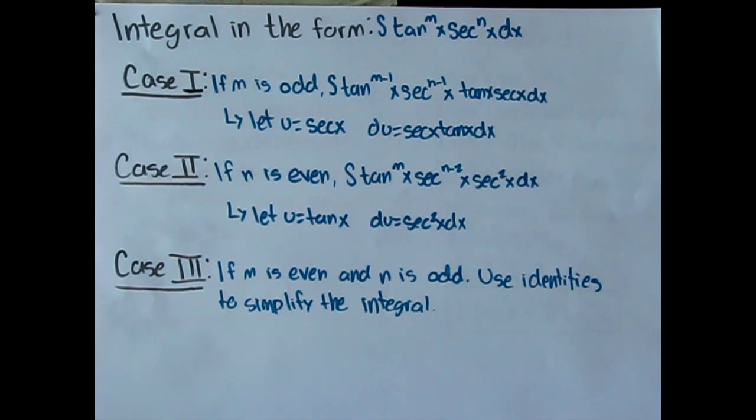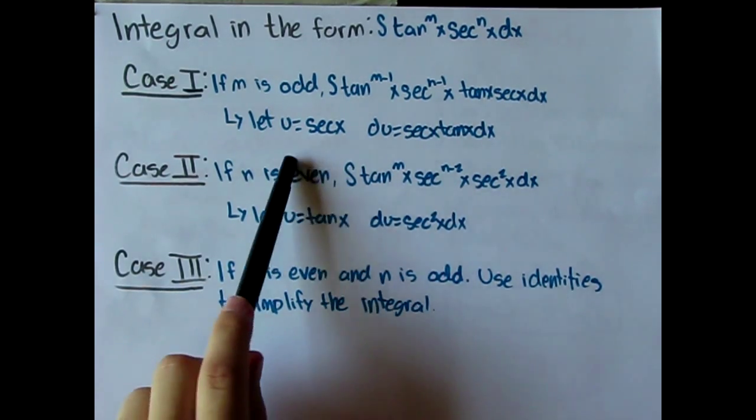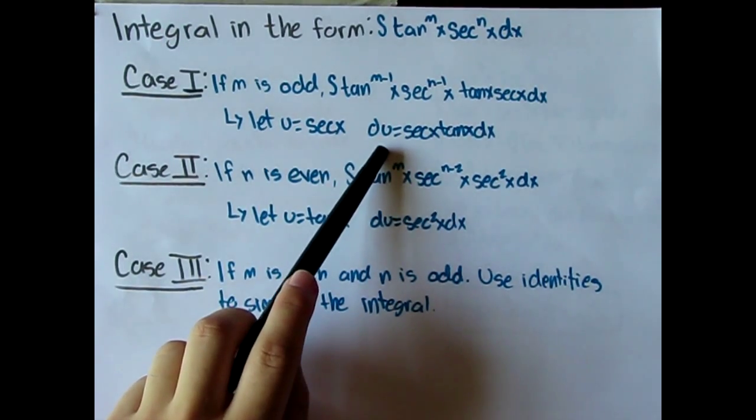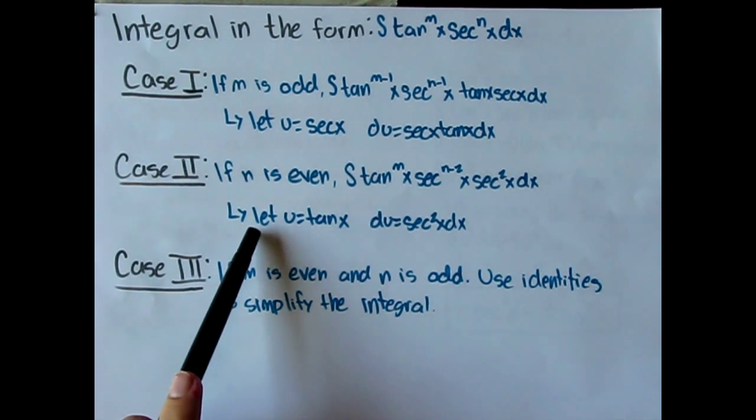And so in this situation, what you're going to do is factor out a tangent and a secant. And so you're going to have the integral of tangent x times secant x times tangent x secant x dx. And you're going to want to let u equal secant x and du equal secant x tangent x dx.